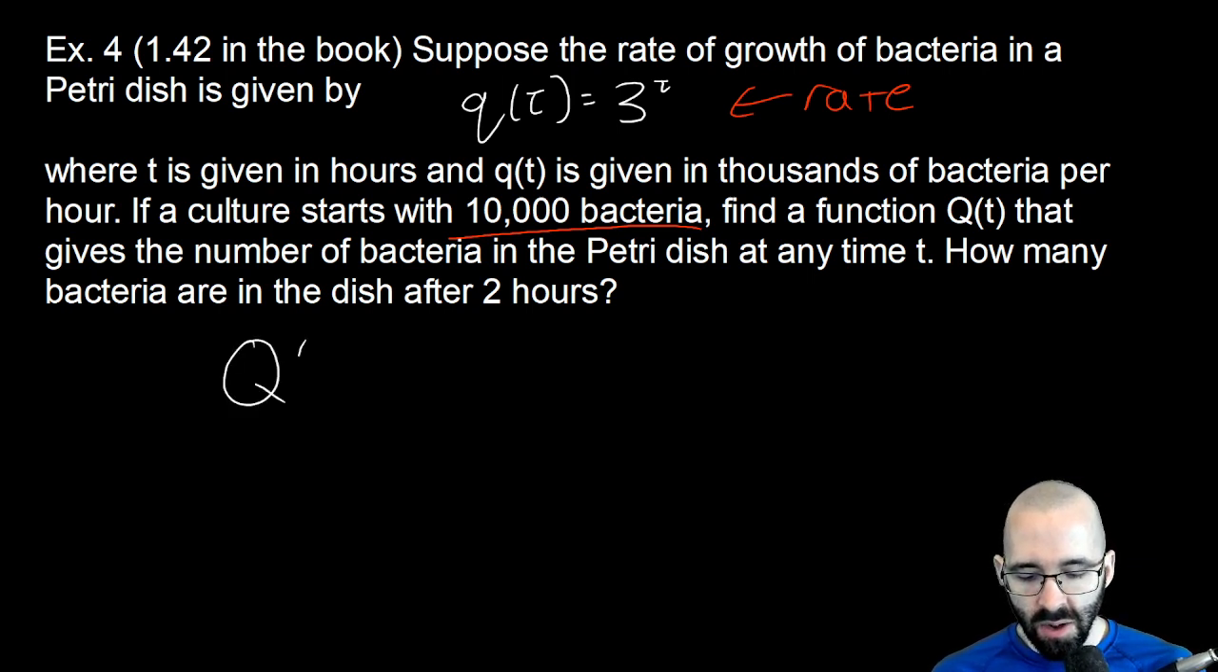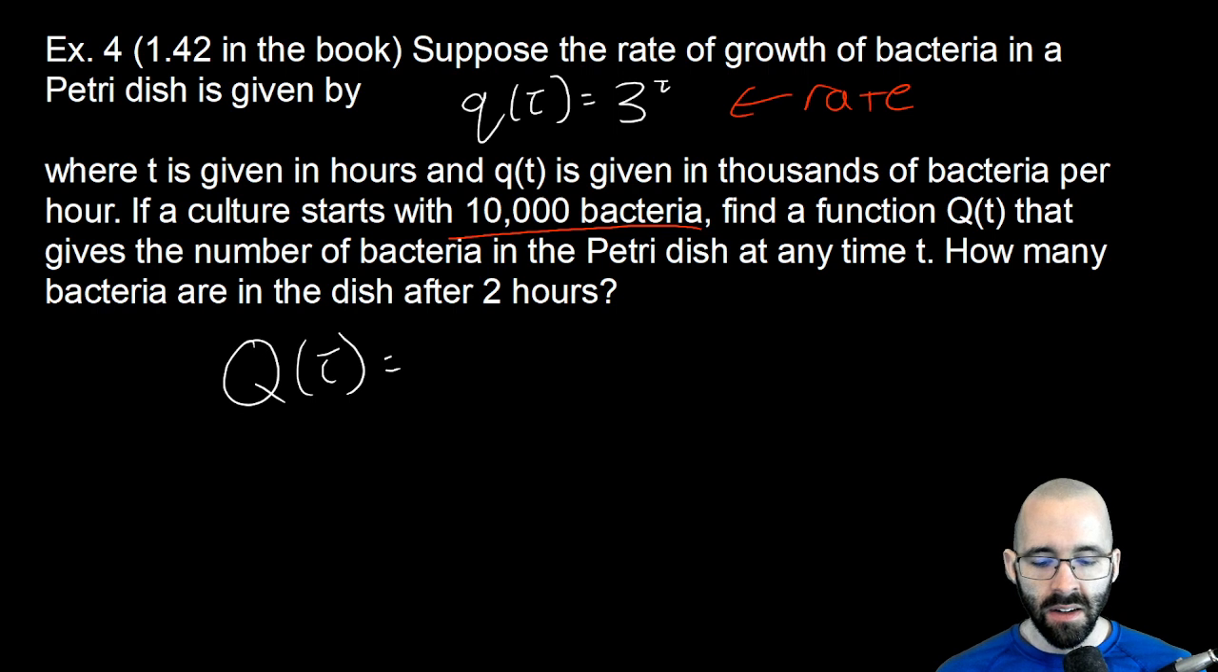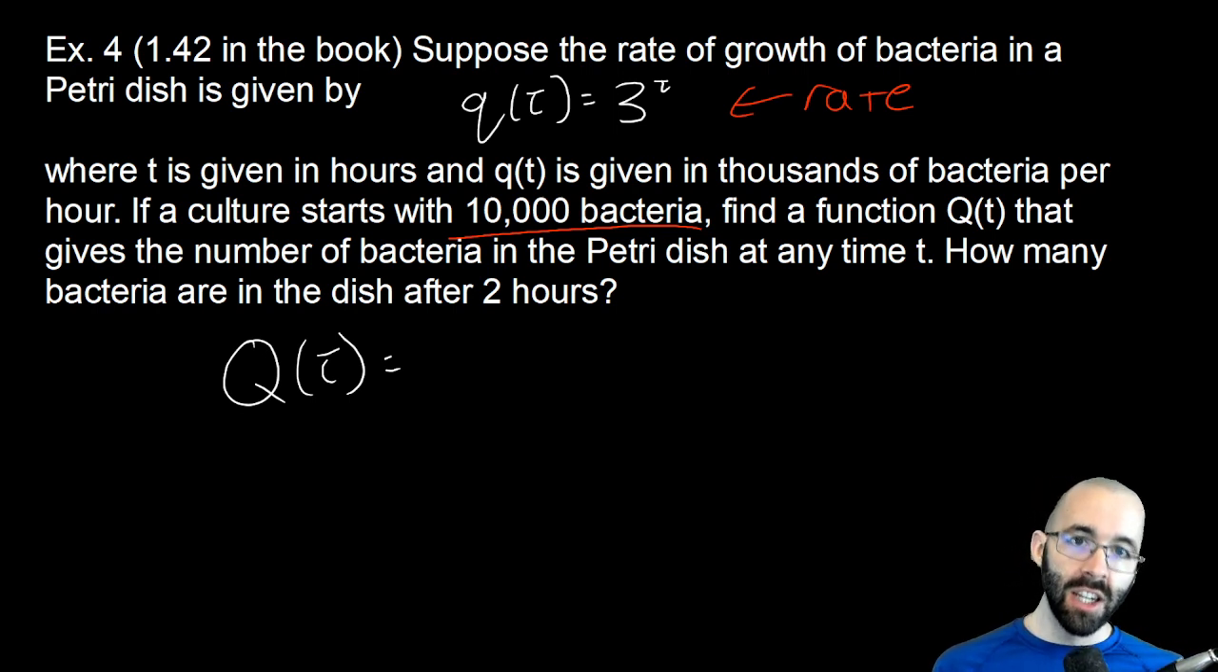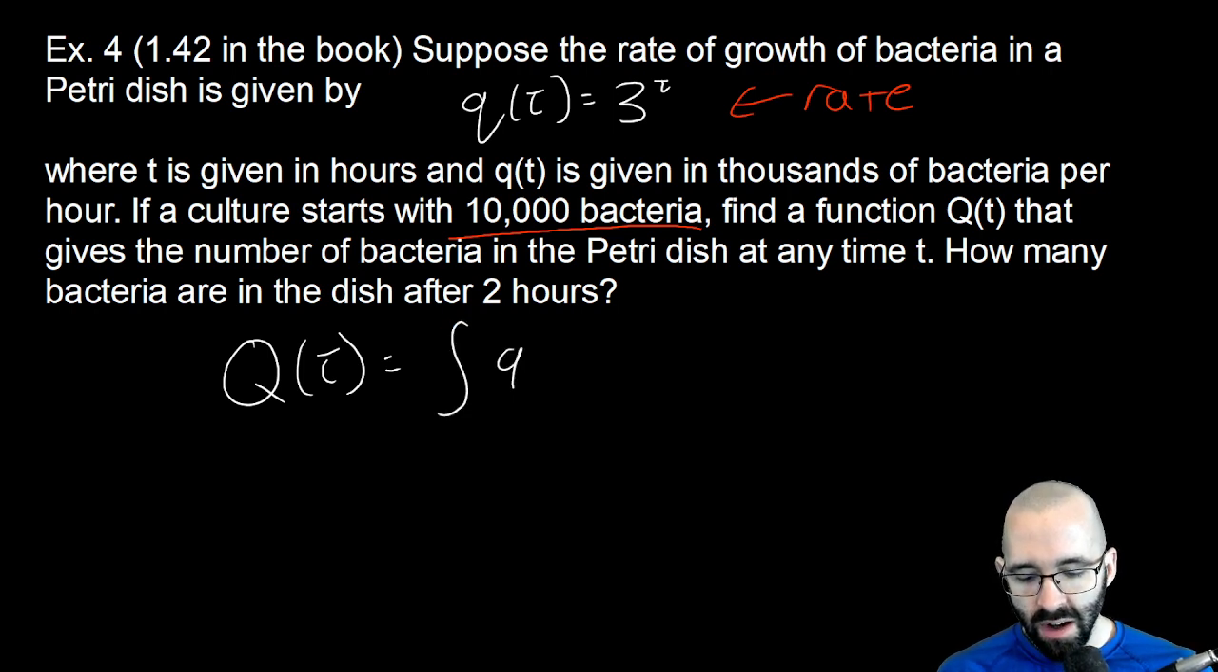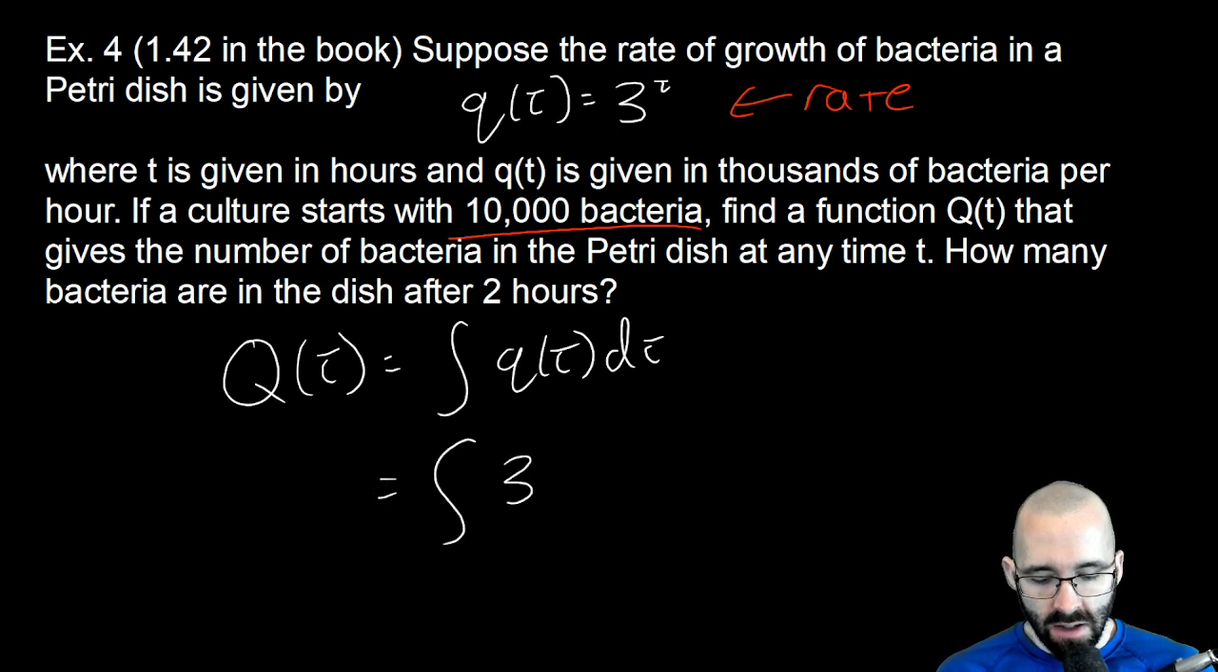So we know that big Q of t is going to be the total number of bacteria. And what do we know about the net change theorem? That the total bacteria is just going to be the antiderivative. Well, actually, the net change theorem says it's going to be the initial plus the antiderivative, which is another way that you could approach this. But yes, we're going to need the antiderivative of little q with respect to t. So we need to anti-differentiate 3 to the t.